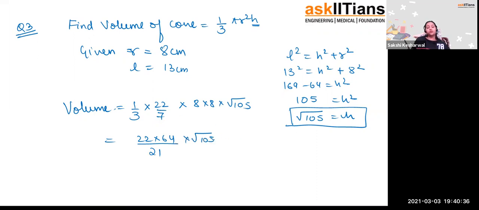If the answers are given in decimals, they would have given you the value of root over 105, or you can find the root of 105 by the long division method. Root over 105 will be around 10.1 or 10.2, not more than that. So you can find this value and solve it. So this is your answer in centimeter cube, right? Now write it down, beta.